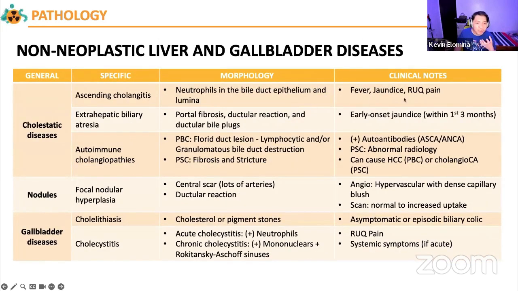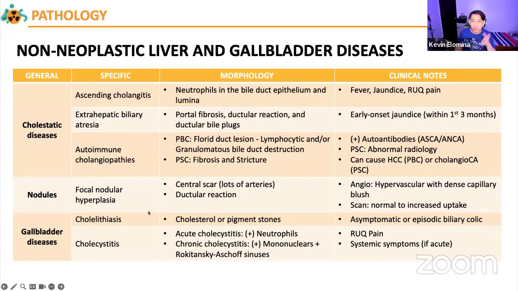Okay. Now, for your cholestatic, if you have a history of biliary obstruction and your patient presents with right upper quadrant pain, fever, and jaundice, entertain your ascending cholangitis. Now, if you have a neonate, no, with obstructive jaundice and hepatomegaly, think your extrahepatic biliary atresia. We also have your autoimmune cholangiopathies, no, your primary biliary cholangitis, which usually occurs in females, no, and your primary sclerosing cholangitis, which usually occurs in males. And they have differences, no, diniscuss ko na yan sa handout.